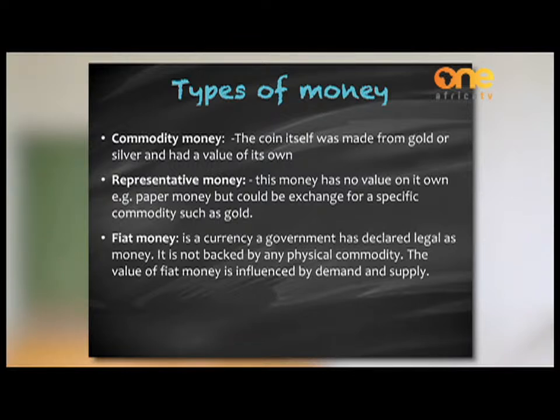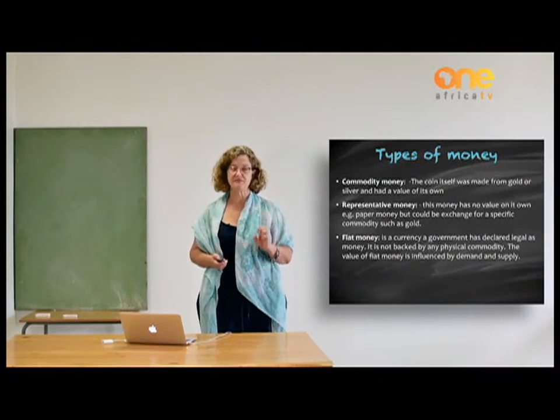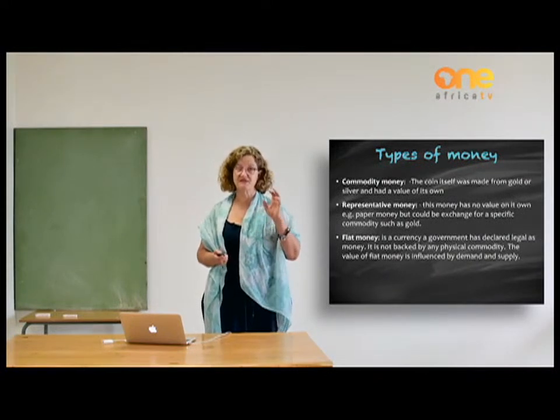You can make a small note on the side. The price of money is the interest rate we pay for it, or what we receive for money. So the higher the demand, the higher the price or the interest rate of money will be. Okay, so these are the types of money: commodity money, representative money, and fiat money.